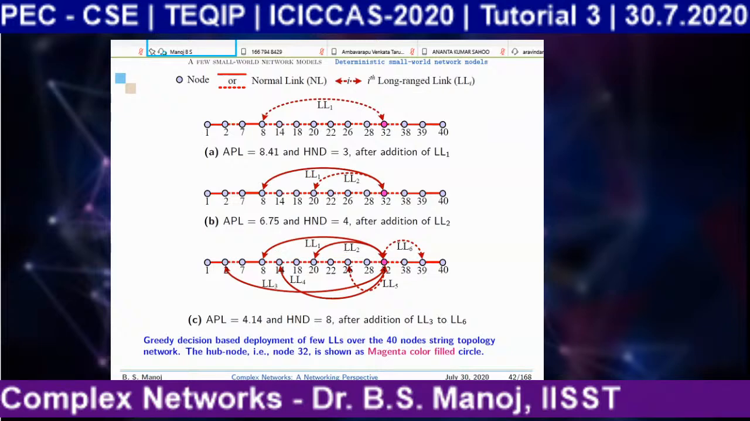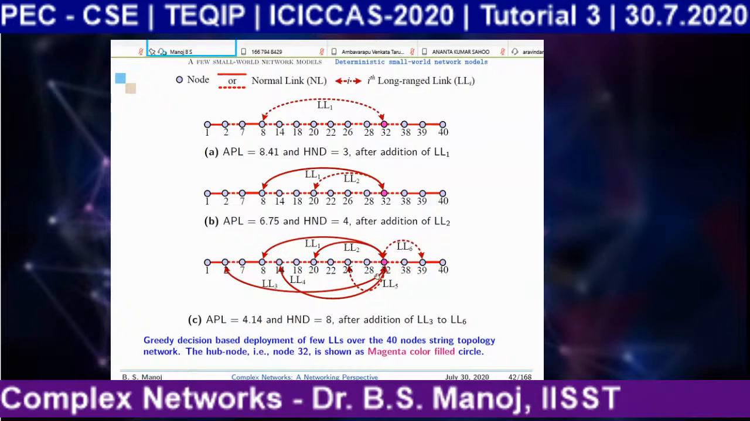At every step, it computes all possibilities and finds the lowest pair, and eventually the network comes to this particular line. You can find that one node here, the node at 32 in this 1 through 40 node network, emerges as an important node with several links coming to it. So that becomes a hub node in the network.